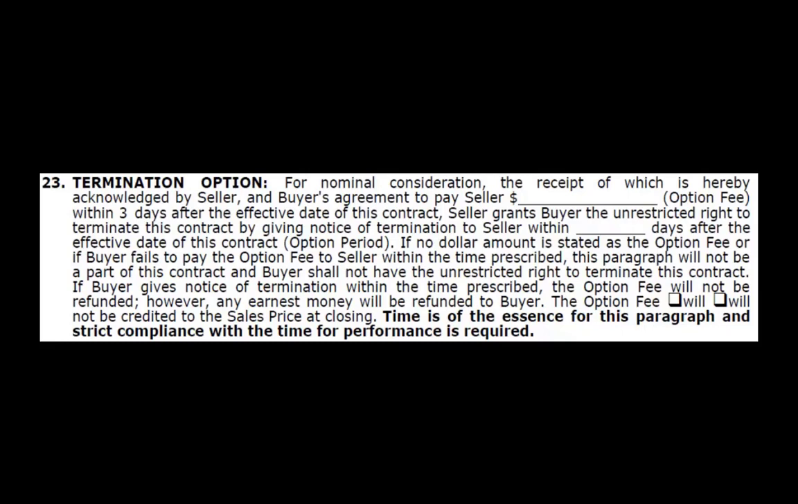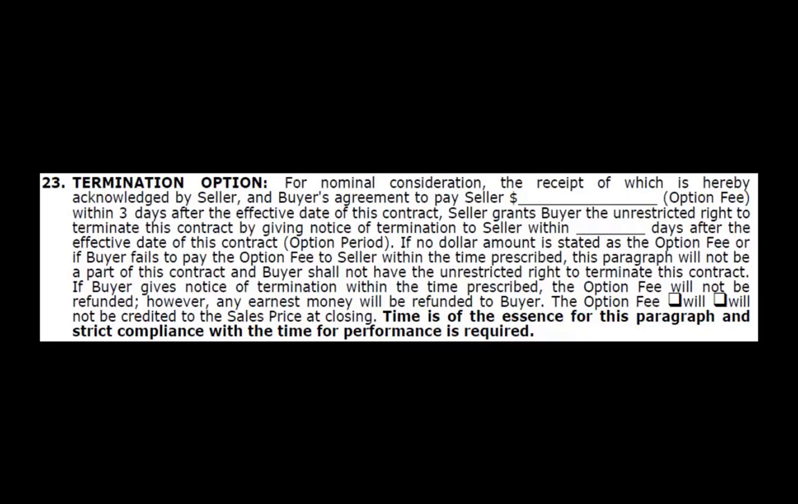After the effective date of this contract, which would be called the option period. So we're calling this period, whatever period is outlined in this number of days, we're calling that the option period. If no dollar amount is stated in the option fee, or if the buyer fails to pay the option fee to the seller within the time prescribed, this paragraph will not be a part of this contract, and the buyer shall not have the unrestricted right to terminate this contract. So that tells me this has got to be at least $1, and the option fee must be delivered to the seller within the time prescribed.